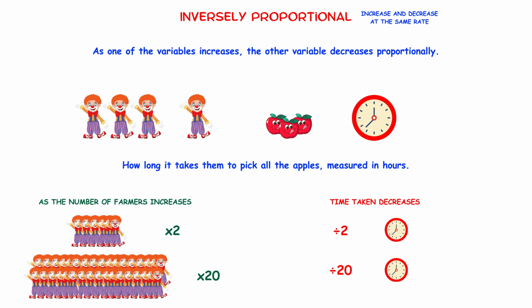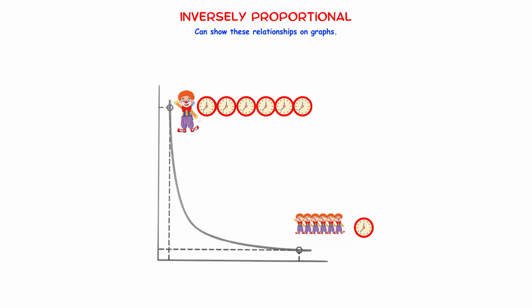Next, we need to look at how we can show these sorts of relationships on graphs, and these will always have this sort of downward sloping curve. If we start in the top left, we can see that this point corresponds to only a few farmers and a really long time taken, but as we move down and to the right, like to this point down here, the number of farmers gets bigger and bigger because we're moving to the right, and the time taken gets smaller and smaller because we're moving down.